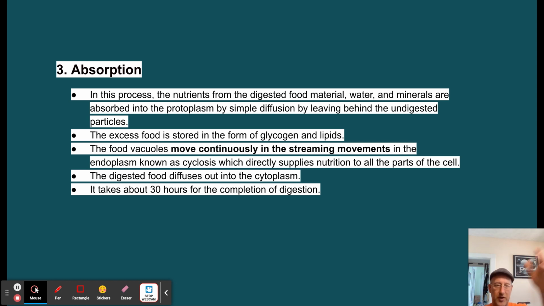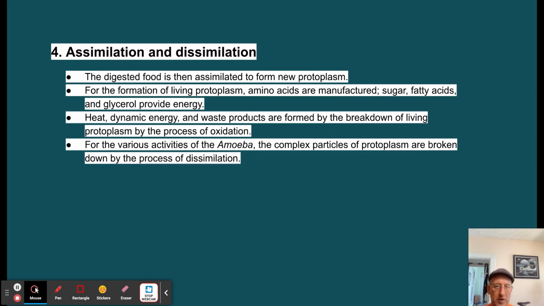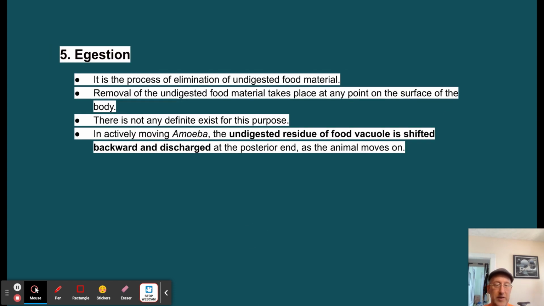The amoeba is moving constantly, and so the food gets where it needs to go. And then once it's assimilated, it becomes part of itself, and then it's getting rid of stuff. It's like, hey, I didn't really want that, and then the vacuole will go to the back of the amoeba as it moves along and just dump it out the other side.